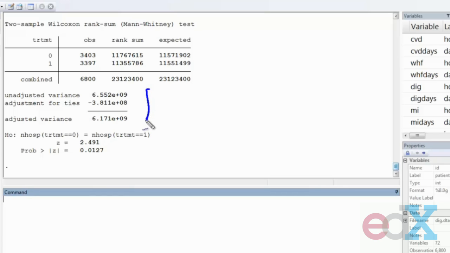We don't need to be concerned with the unadjusted variance and the adjusted variance. What we're concerned about is our z-value, which is 2.491, and our p-value, which is 0.0127. Since our p-value is less than 0.05, we're going to reject the null hypothesis. Thus, we conclude that we have evidence that the median number of hospitalizations differs by treatment group. In fact, we have evidence that there are significantly more hospitalizations in the placebo group. And if you take a look at the paper, you'll notice that the p-value reported in the paper is the same as the p-value here. So we indeed did replicate the results from the paper.